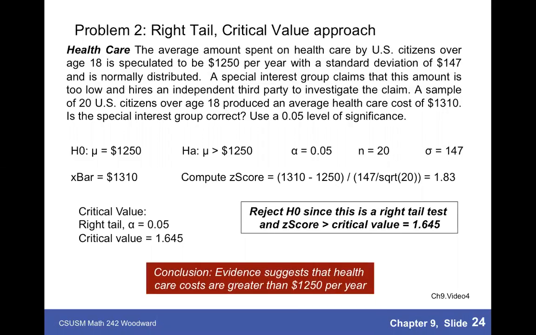You learning things? So the conclusion is evidence suggests that the healthcare costs are greater than 1250. Evidence supports HA, that the healthcare costs are greater than 1250.